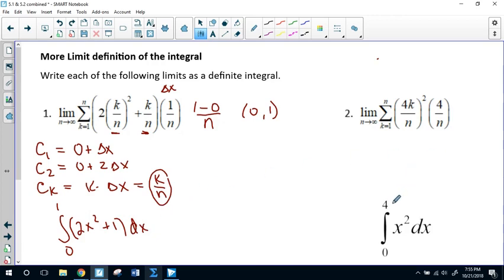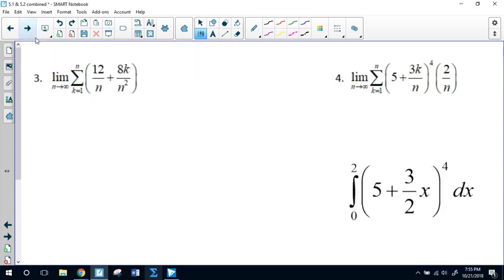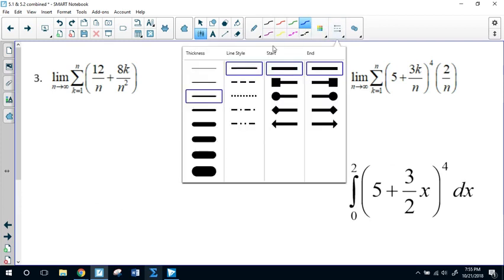I'm going to leave number 2 alone. I think maybe you can figure it out. Maybe not right away, but maybe you can come back to it. At least the answer is there for you. I'm going to do one more with you, and then we're going to stop, and we'll pick it up tomorrow with any questions you might have. I'm going to do 3 with you because 3, notice, doesn't have a delta x in the problem.